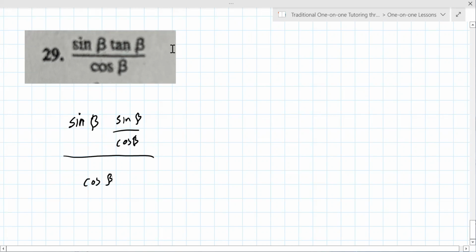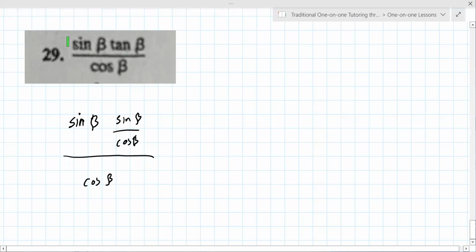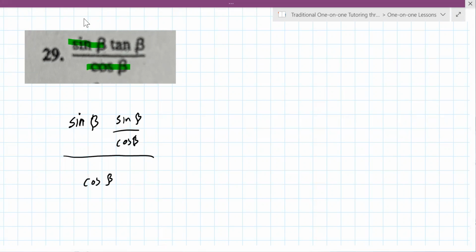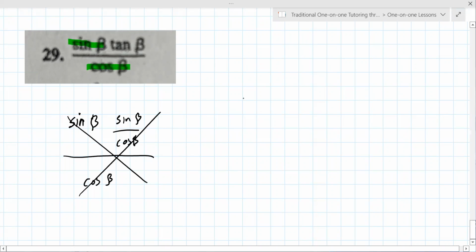So sometimes you take a step, and you're like, well, maybe that wasn't the right way to go. If you go back to the original, you might notice that sine beta, cosine beta are here. What is sine over cosine? Tangent. Yes. So it's really tangent beta. And then it's just like x times x is x squared. Tangent times tangent is tangent squared beta, like that.